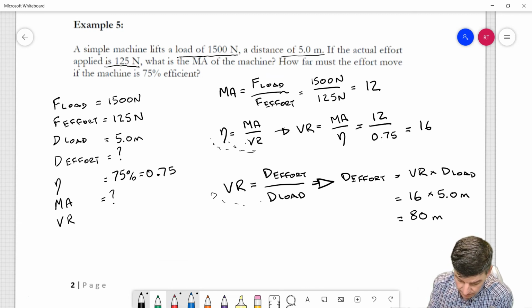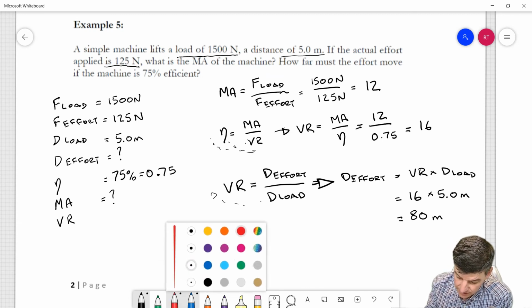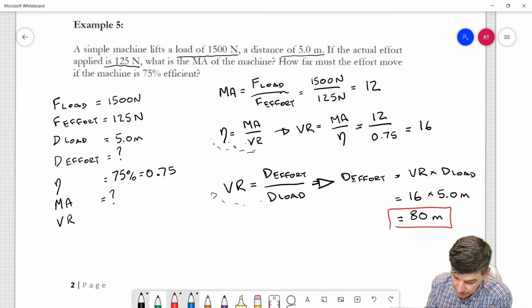Okay, so I think I've got my answers. VR of 16, my distance of effort of 80 meters, and my MA of 12.